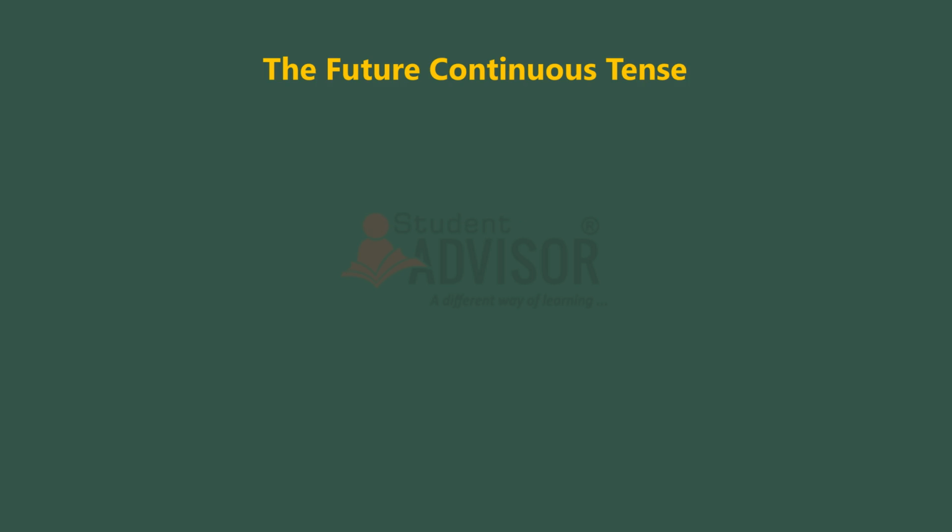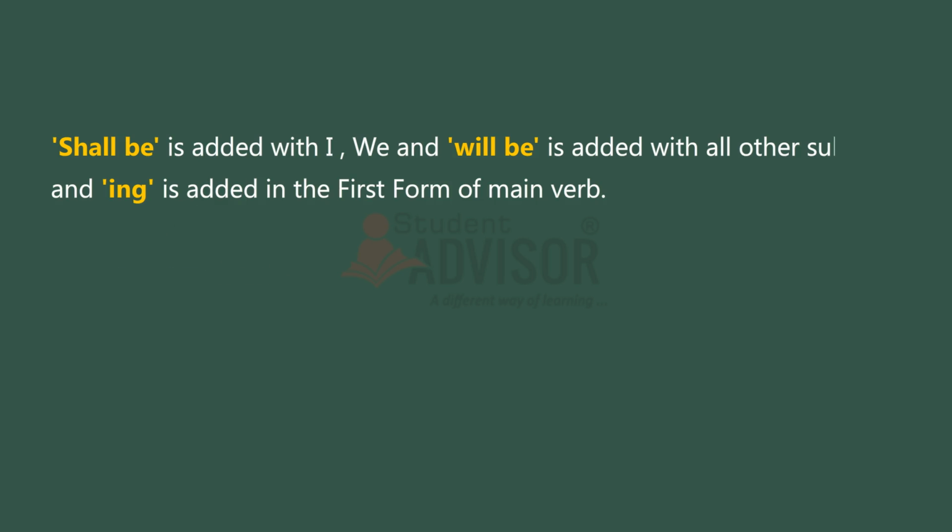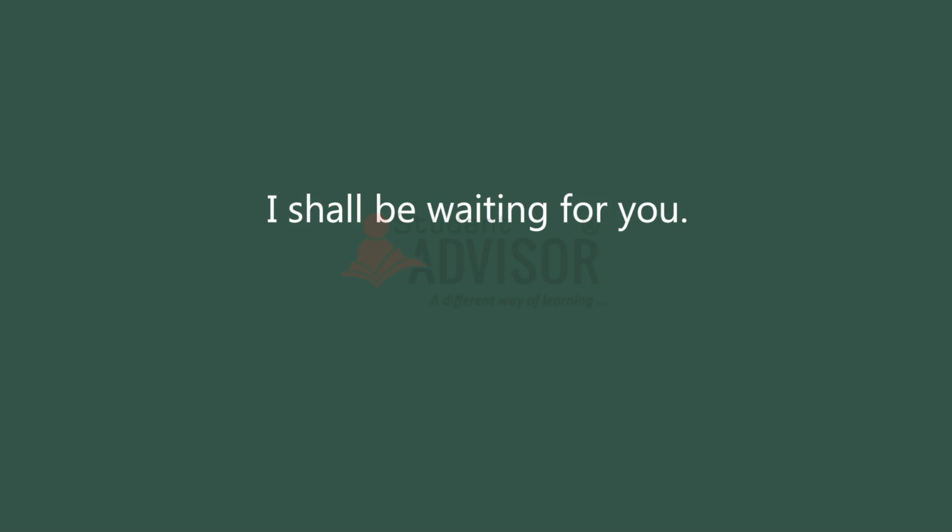The future continuous tense. Sentences of this tense express that some action will continue in the future. The time in which the action continues is not given in these sentences. This tense is formed by shall be or will be plus ing in the first form of verb. Rules for this tense are: shall be is added with I, we, and will be is added with all other subjects, and ing is added in the first form of main verb. Like, I shall be waiting for you.